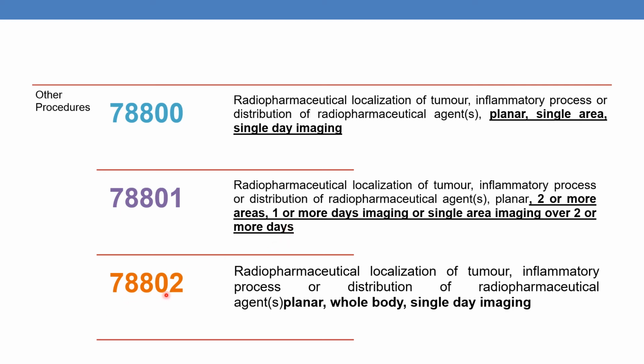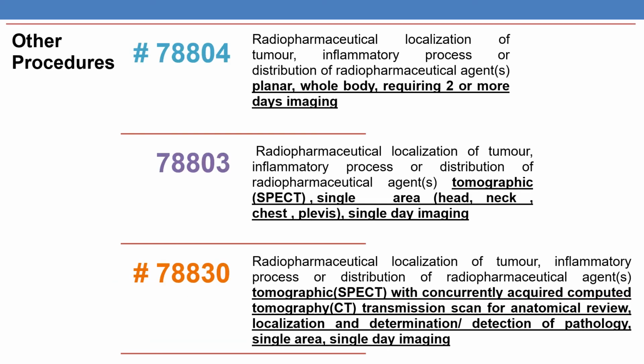The next CPT is 78802. It deals with radiopharmaceutical localization of tumor, inflammatory process or distribution of radiopharmaceutical agent, planar, whole body, single day imaging. This is also an out of sequence code, hence it is indicated by a number sign. The description is radiopharmaceutical localization of tumor, inflammatory process or distribution of radiopharmaceutical agent, tomographic, SPECT with concurrently acquired CT transmission scan for anatomical review, localization and determination, detection of pathology, single area, single day imaging.